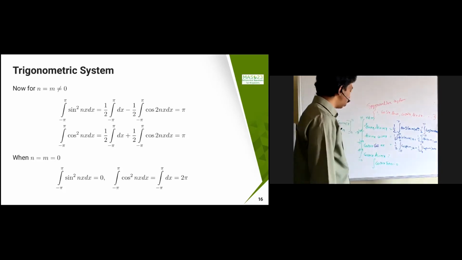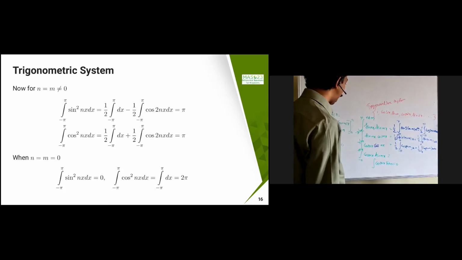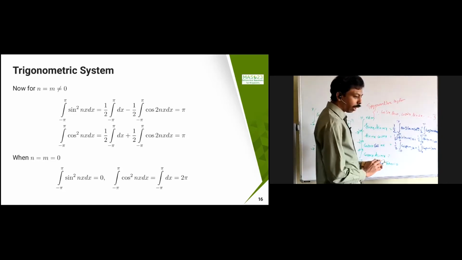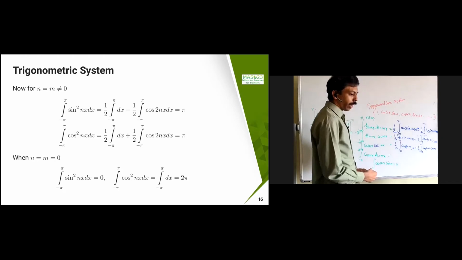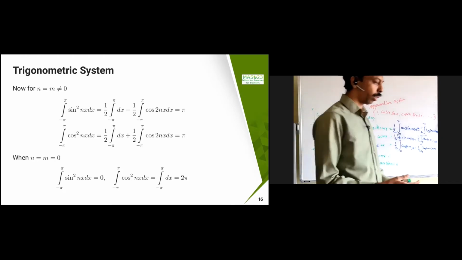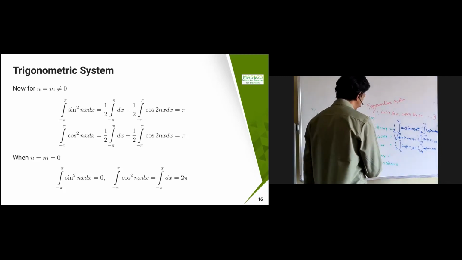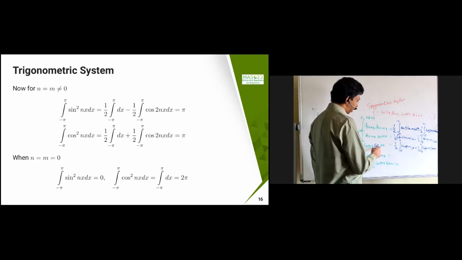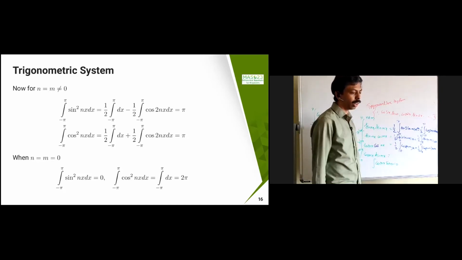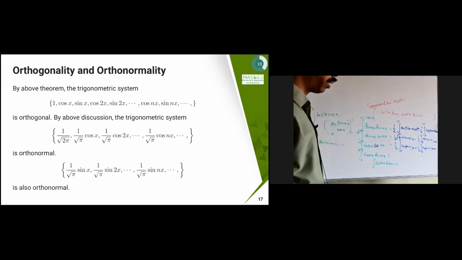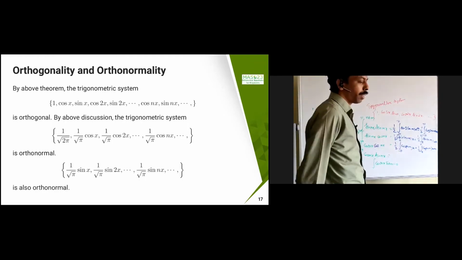That will be 0. Now if you go for cos square nx, suppose I put n and m equal to 0. So n equal to m equal to 0. In that case, what I'm going to have is cos square, so 1 into 1 dx is going to come. So the integral from minus pi to pi is going to give you the answer as 2. So therefore, what you have proved is that this trigonometric system is an orthogonal system.